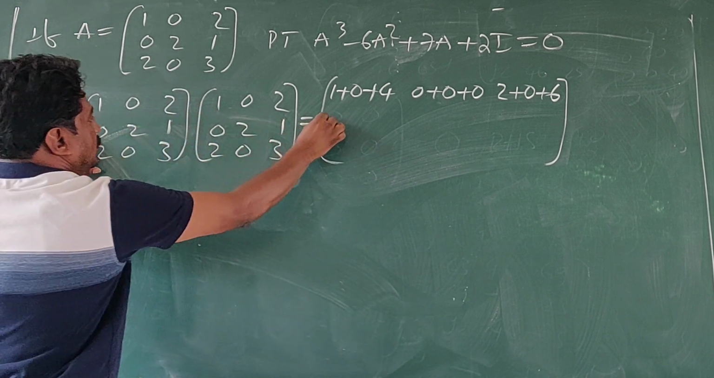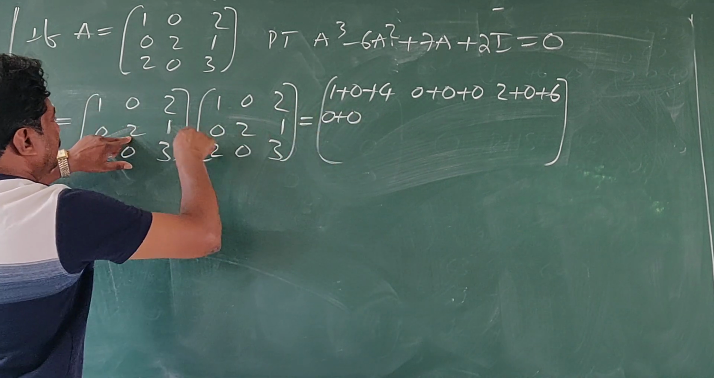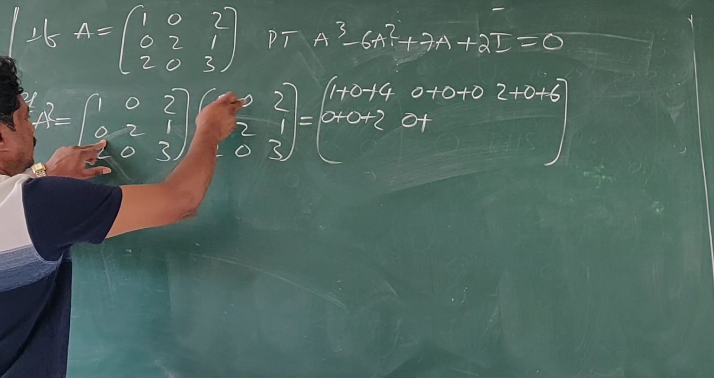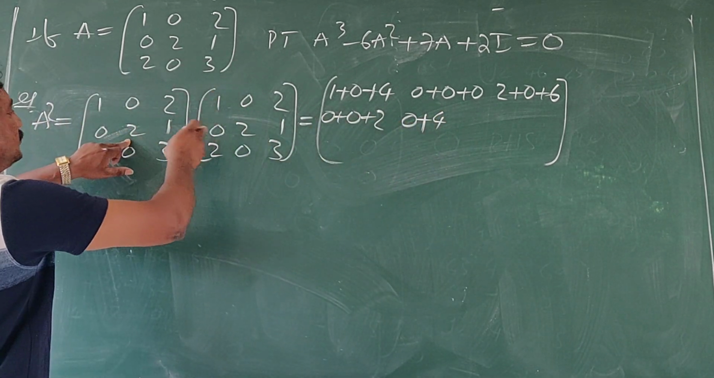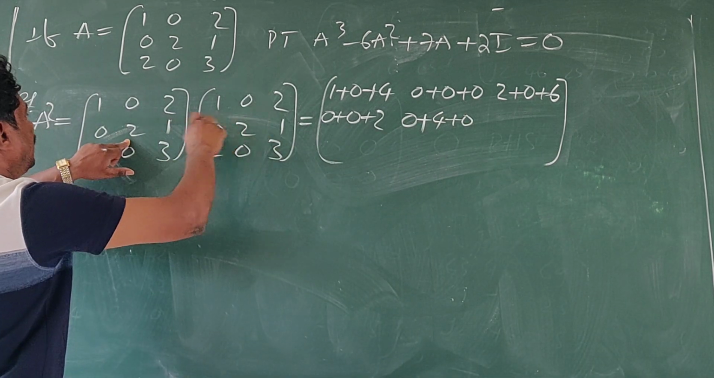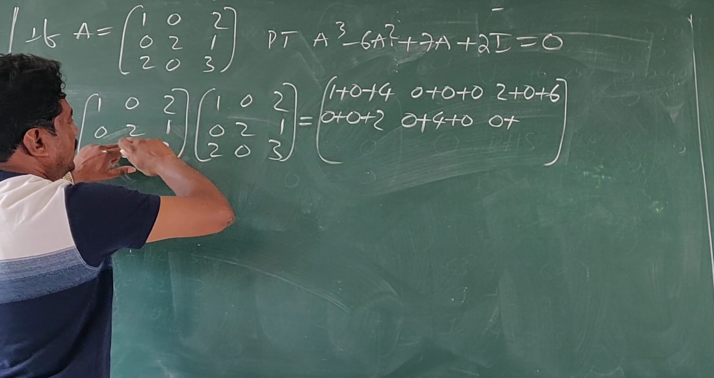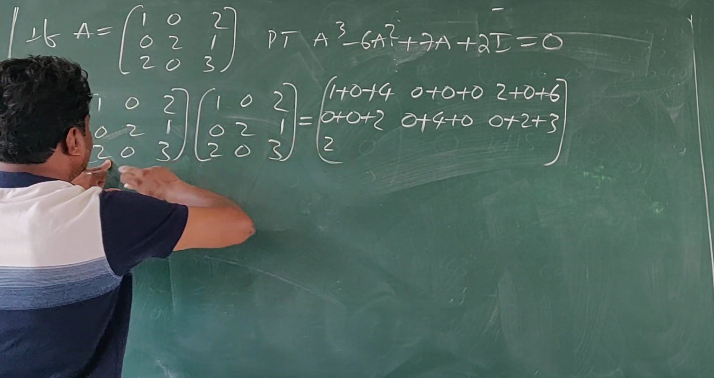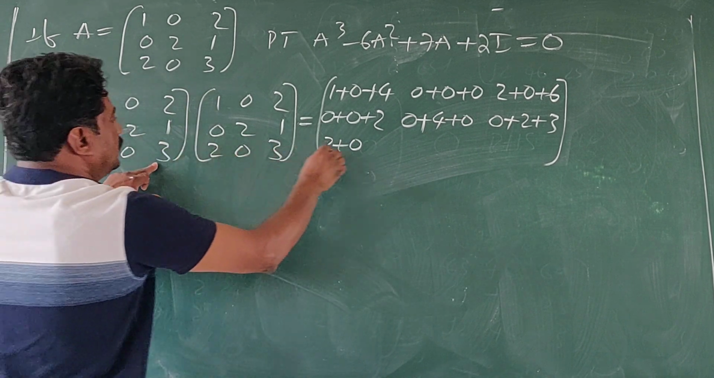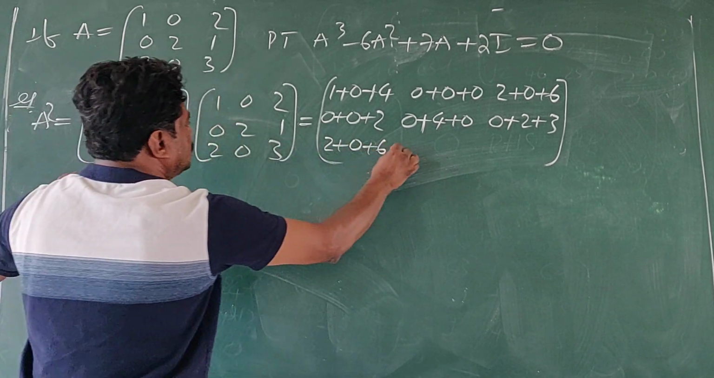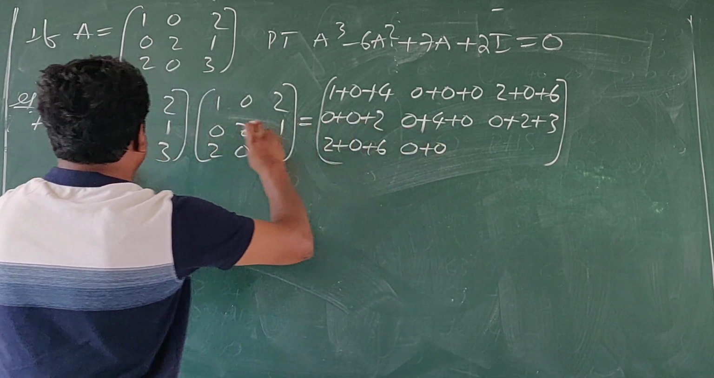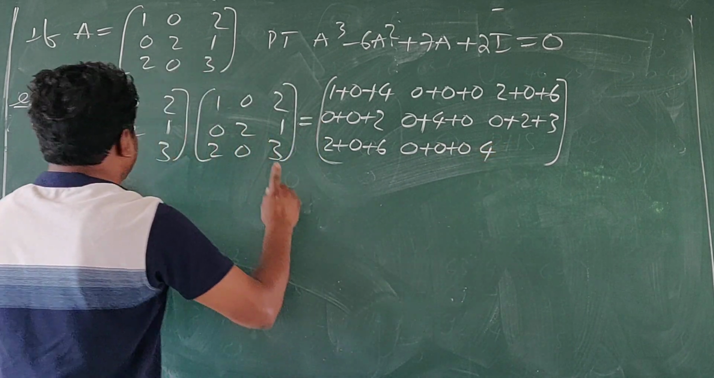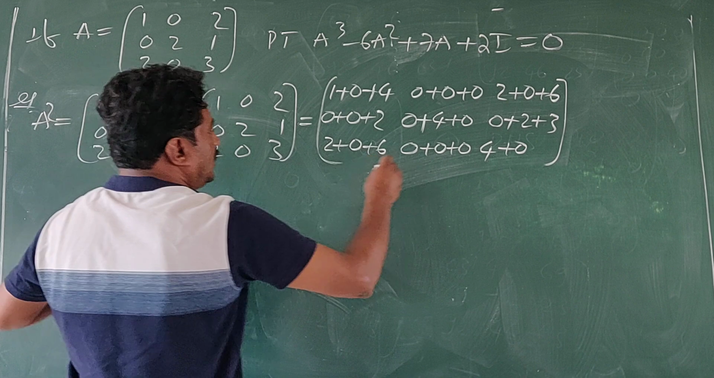Next, second row first column: 0 0 plus 0 plus 2 2 0, 0 plus 2. Second row second column: 0 plus 4 plus 0, 4. Second row last column: 0 plus 0 plus 2 3, 0 plus 2 plus 3. Third row first column: 2 plus 0 plus 6. Third row second column: 0 plus 0 plus 0. Third row last column: 2 2's are 4, 4 plus 0, 3 3's are 9.